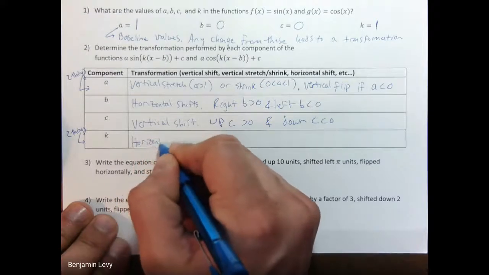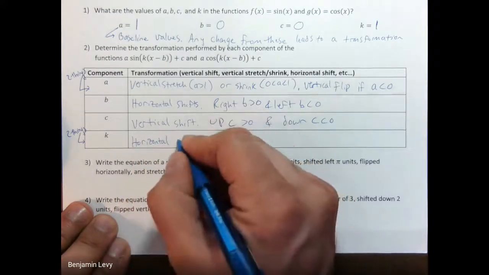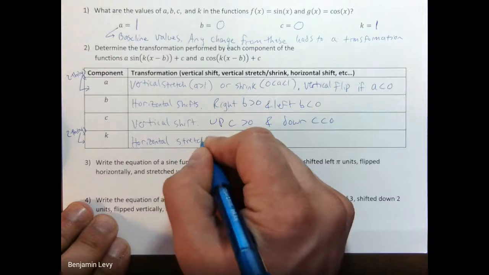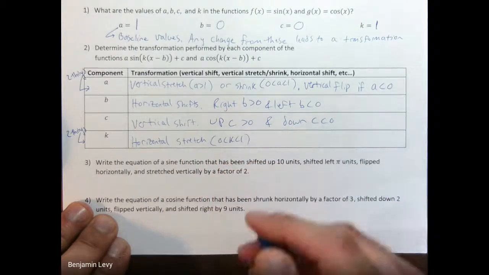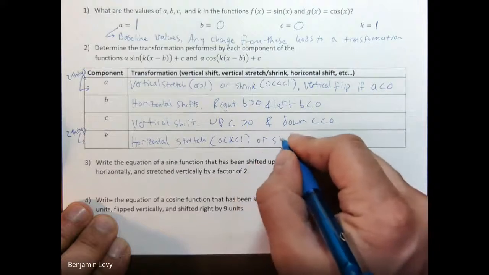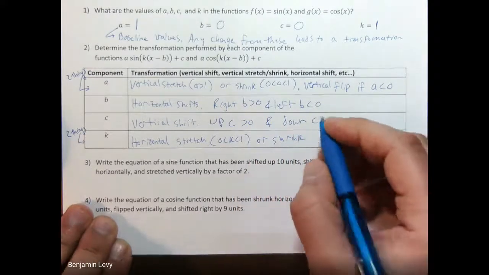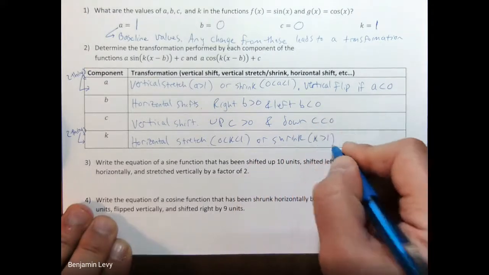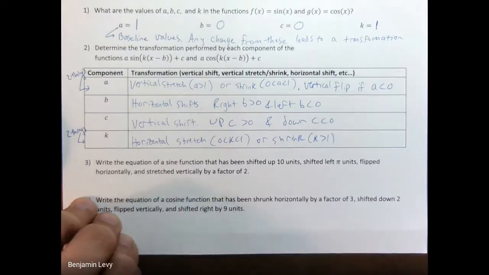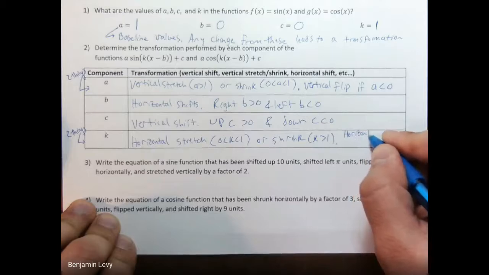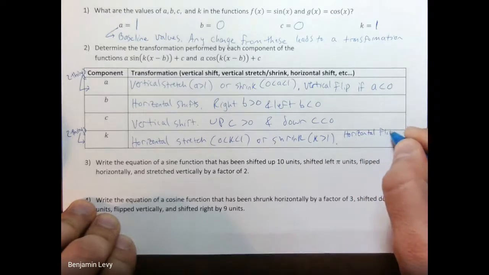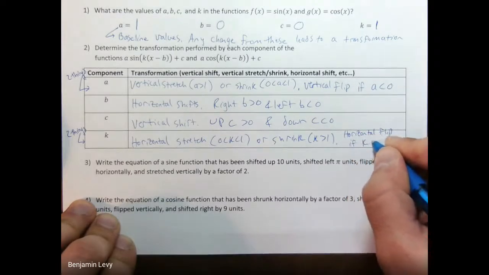shrinking. So it'll be a horizontal stretch if K is a fraction between 0 and 1, or it'll be a horizontal shrink if K is bigger than 1. And the other thing we saw it do is a horizontal flip. And so it will do a horizontal flip if K is negative.